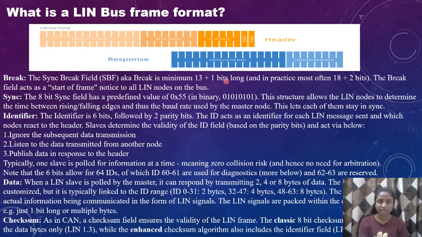Next is the data. When a LIN slave is polled by the master, it can respond by transmitting 2, 4 or 8 bytes of data. Next is the checksum. As in CAN, a checksum field ensures the validity of the LIN frame. The classic 8-bit checksum transfers the data bytes only.